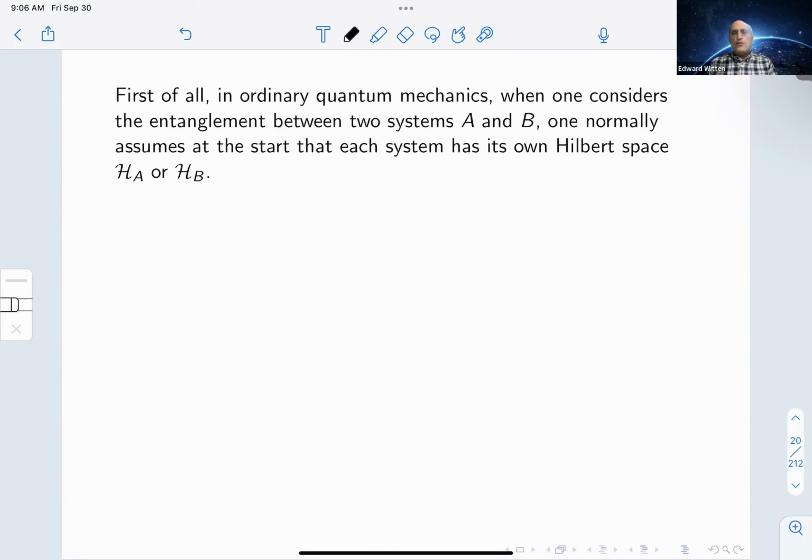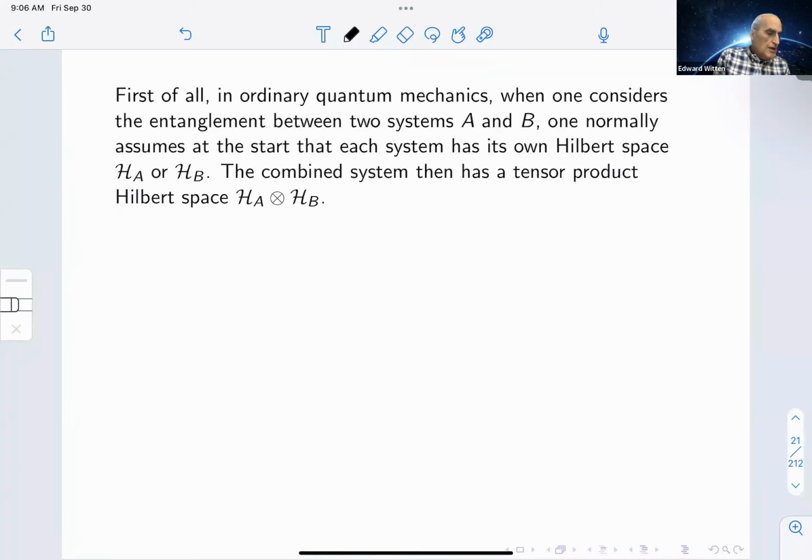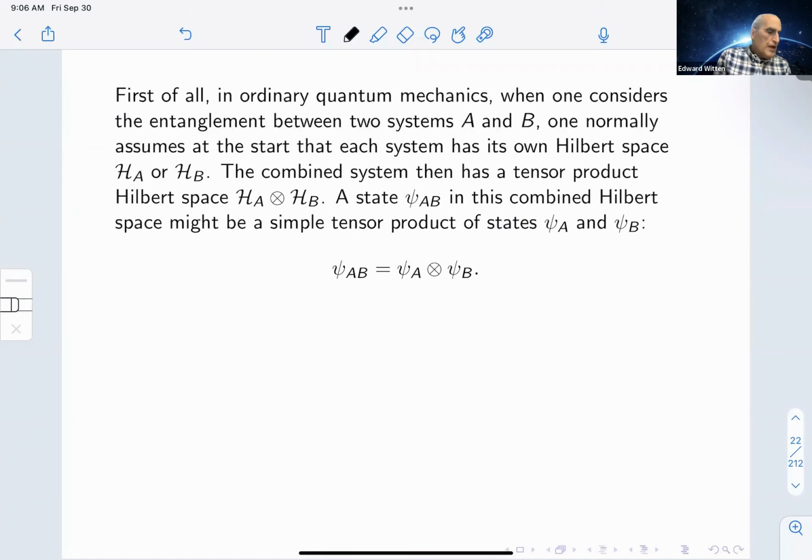First of all, let's discuss the origin of the divergence in Sorkin's calculation. In ordinary quantum mechanics, when we consider entanglement between two systems A and B, we usually assume at the start that each system has its own Hilbert space, H_A or H_B. Then the Hilbert space of the combined system is a tensor product. Now, a state psi_AB in the combined Hilbert space could be a simple tensor product of states of the two systems separately.